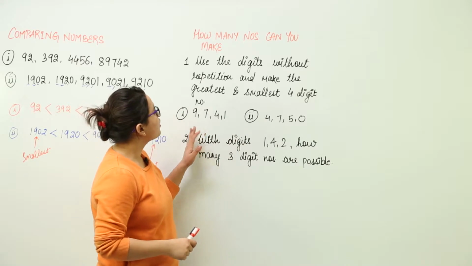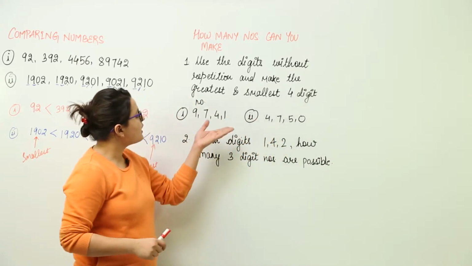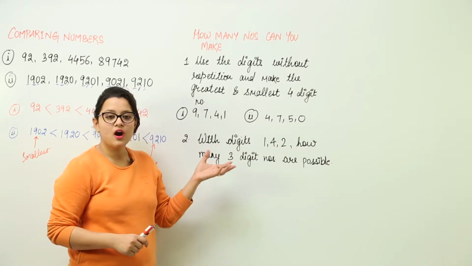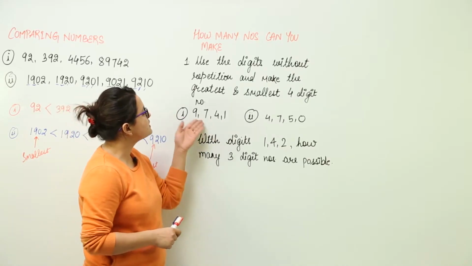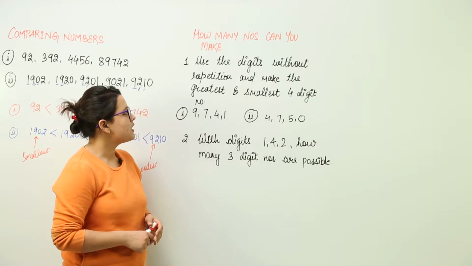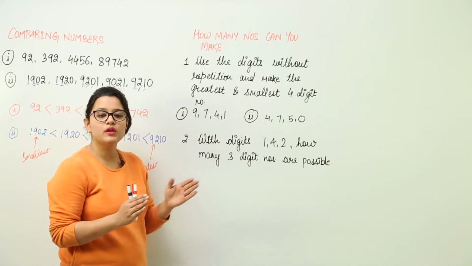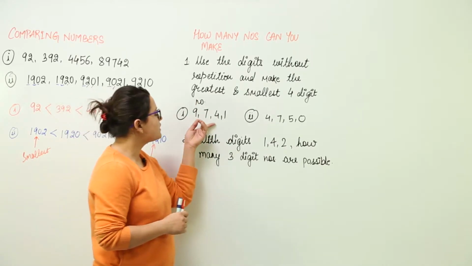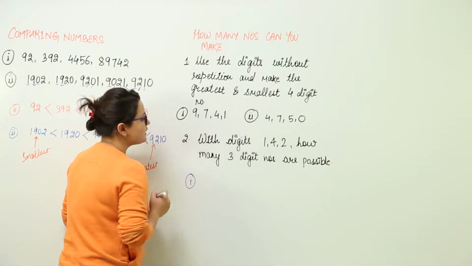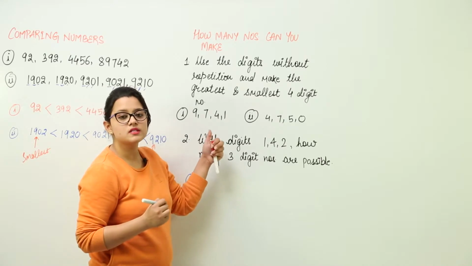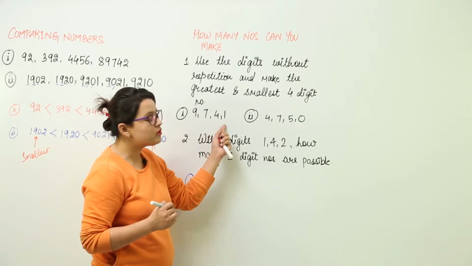Next we have the topic of when we have to make numbers out of the given digits. So in the first question we have to use these digits without repetition and make the greatest and smallest 4-digit numbers. So for this first part we are going to check what is the greatest number and which is the smallest number possible by the use of these 4 digits.